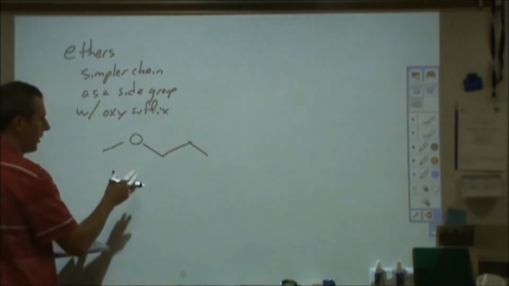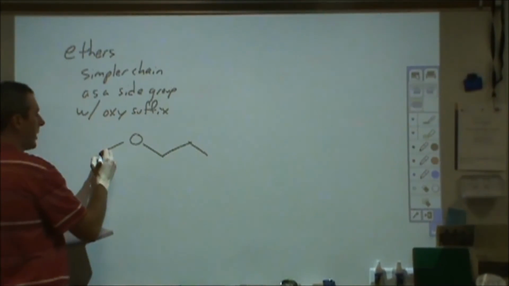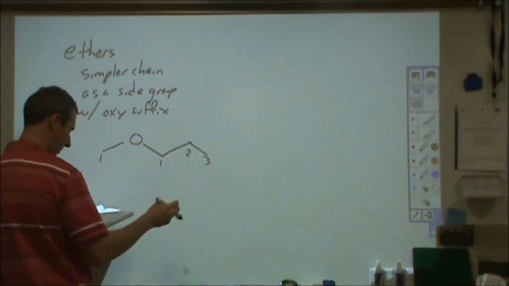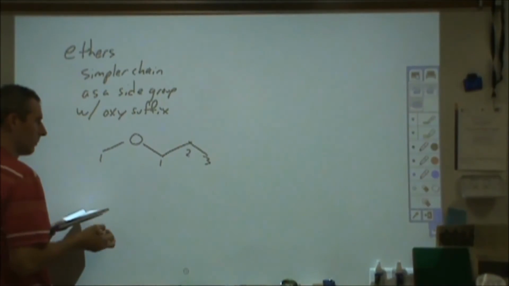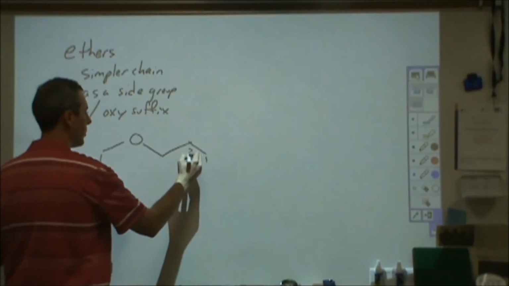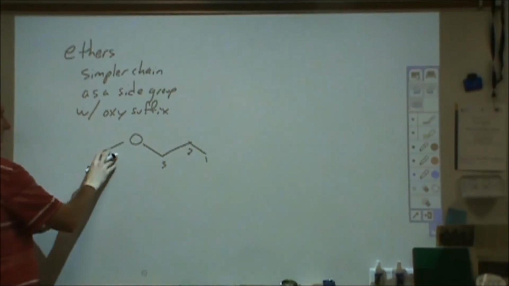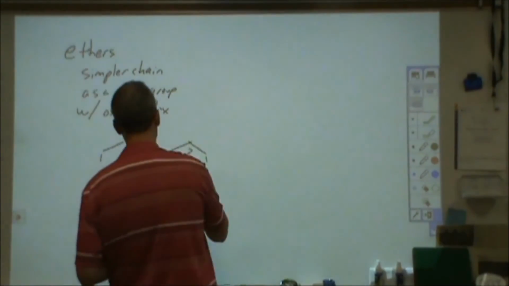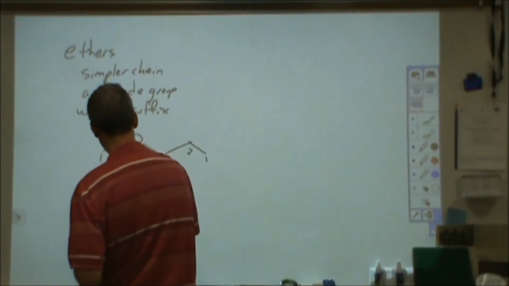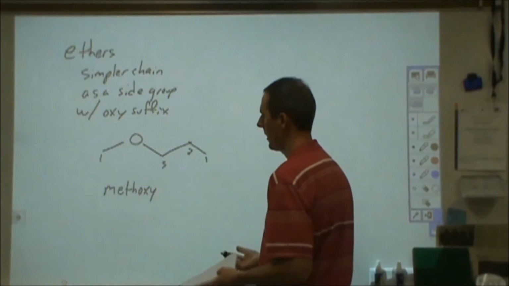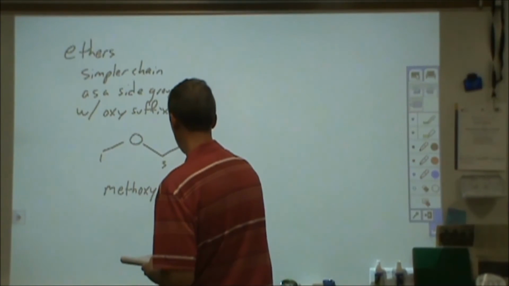Okay, so here's our ether. It's got a carbon group on both sides. We have 1 over here, and then we've got 1, 2, 3 over here. Now, our simpler side is this. So that's a methyl group, and here we have a propane. So what we would call this is methoxy, where we change the methyl part to an oxy suffix, and then methoxypropane.